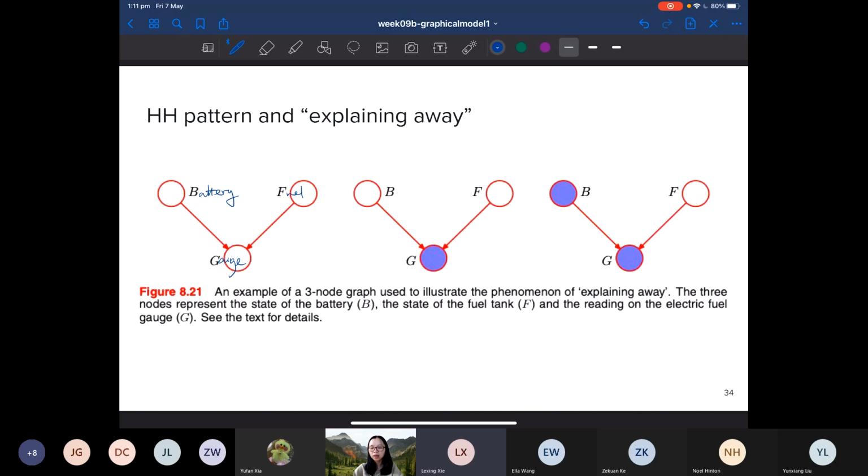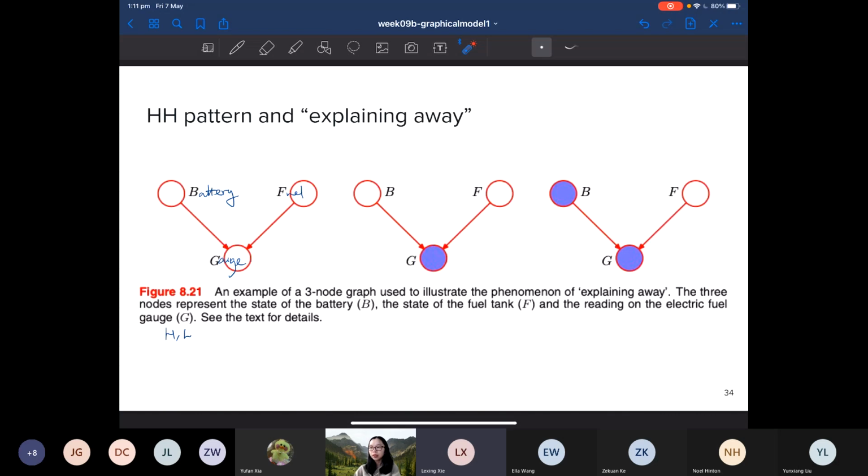So you can say that the electric fuel gauge is reading either high or low. When it's low, you might need to go for a refill because your fuel is running low, which is a common scenario. Or maybe actually your battery is malfunctioning, which is an uncommon scenario, but it can happen, right? So this represents the real-life dependency, and it kind of makes sense.